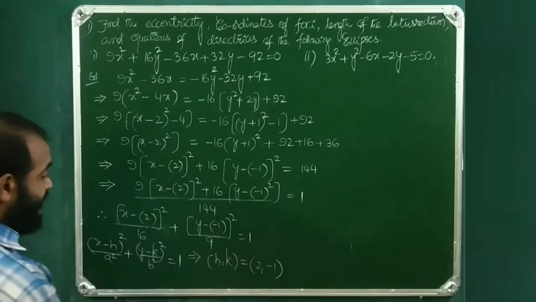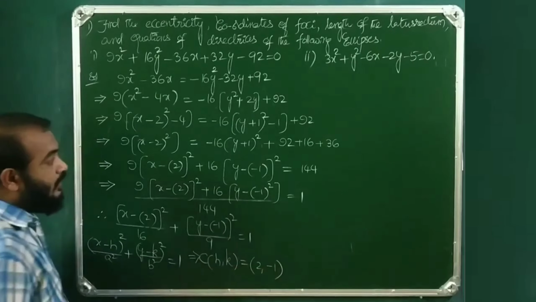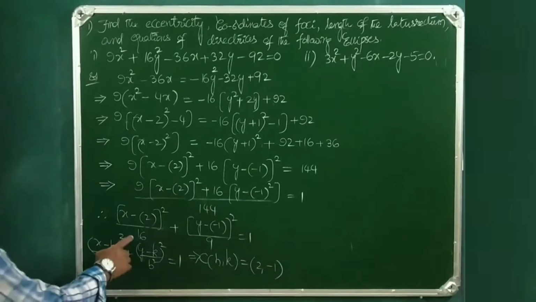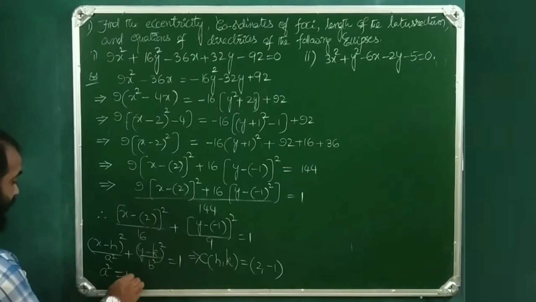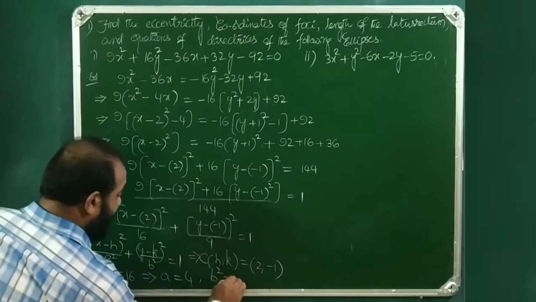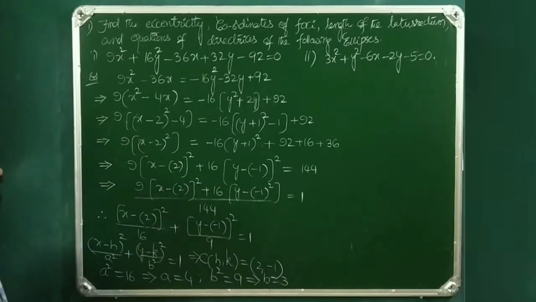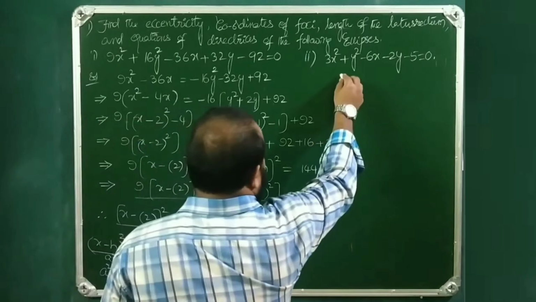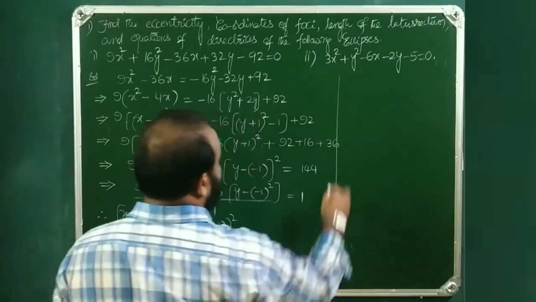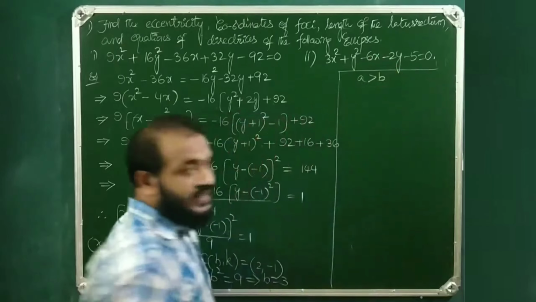So here, this is the center C(h, k). Now here, a² = 16, from this a = 4. b² = 9, from this b = 3. So therefore here, a is greater than b.